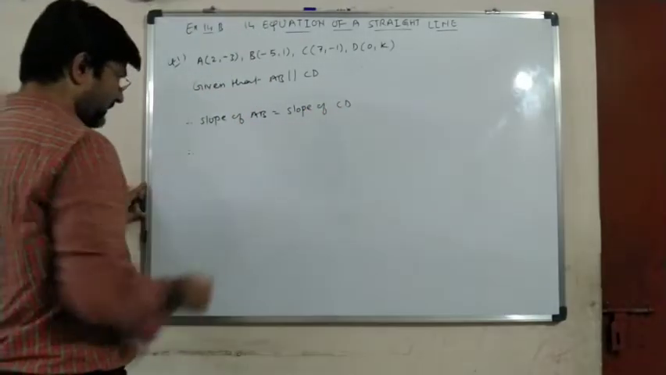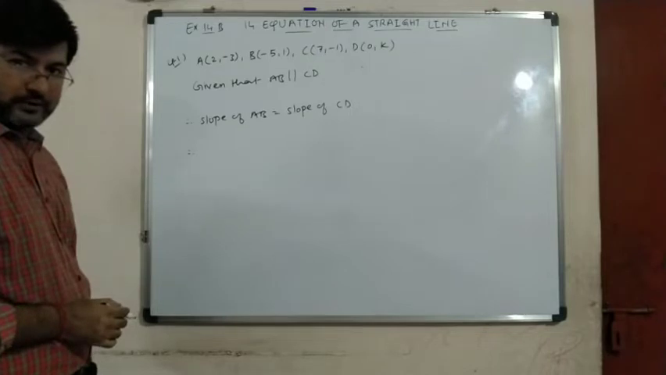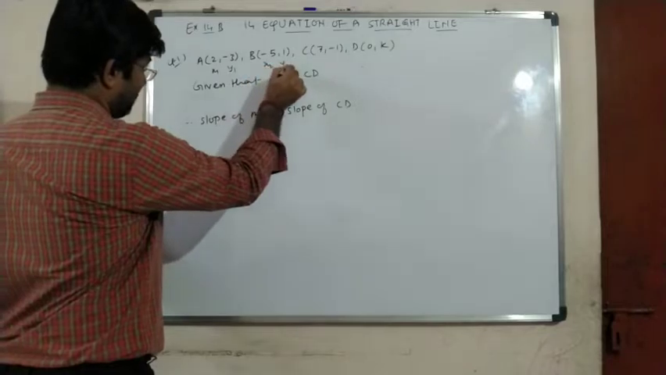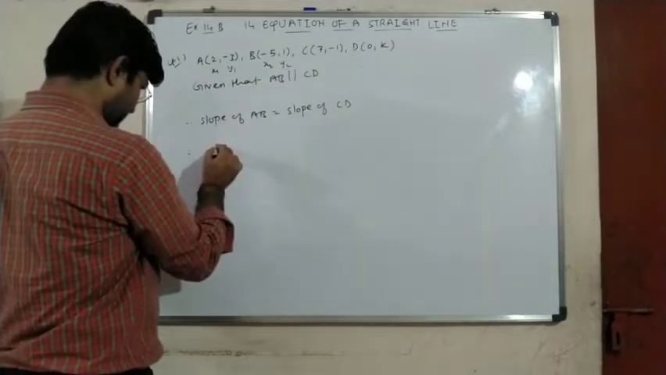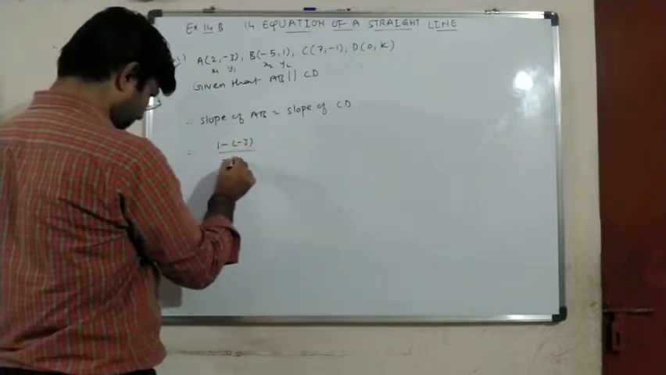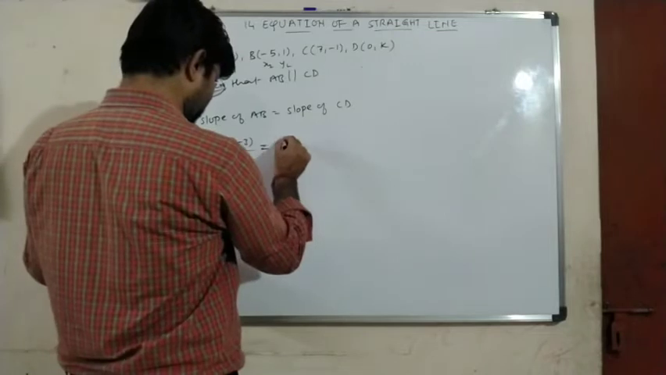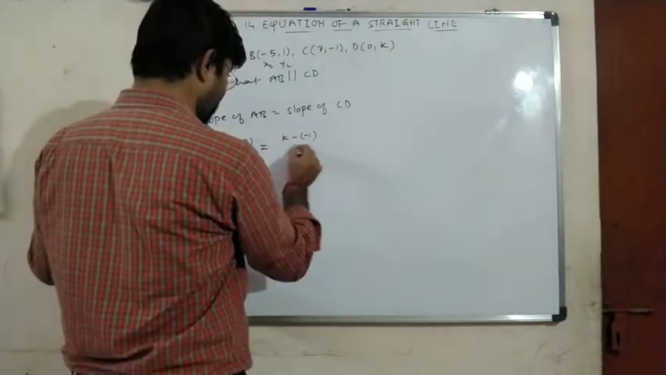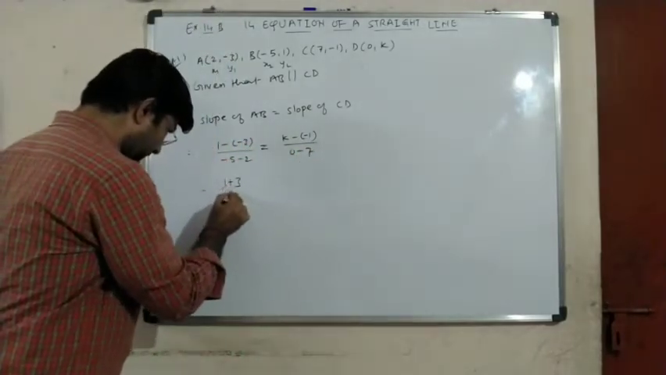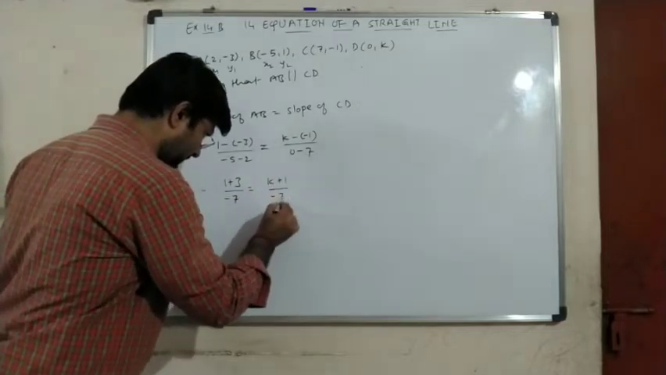Okay, formula for slope is m is equal to (y2 minus y1) upon (x2 minus x1). Yes or no? So this is x1 y1, x2 y2. So y2, that is 1 minus 3 upon minus 5 minus 2 is equal to CD. Okay, (k minus 1) upon (0 minus 7). Therefore (1 plus 3) upon minus 7 is equal to (k plus 1) upon minus 7.